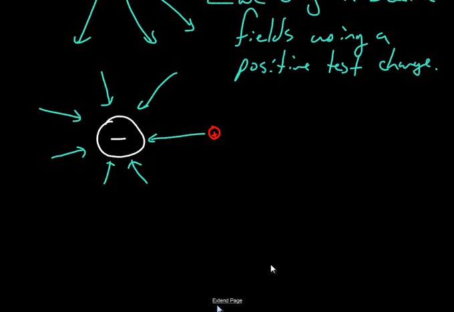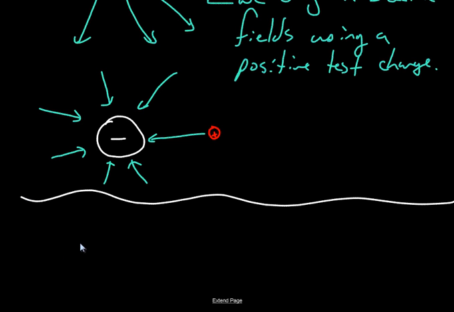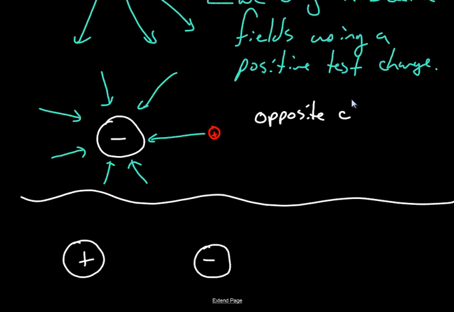Okay, so far so good? So if you were to now imagine that you had 2 of these charges nearby each other, well, opposites attract, right? So let's just put that down somewhere. Opposite charges attract. And that's because their fields interact with each other. Like charges repel.